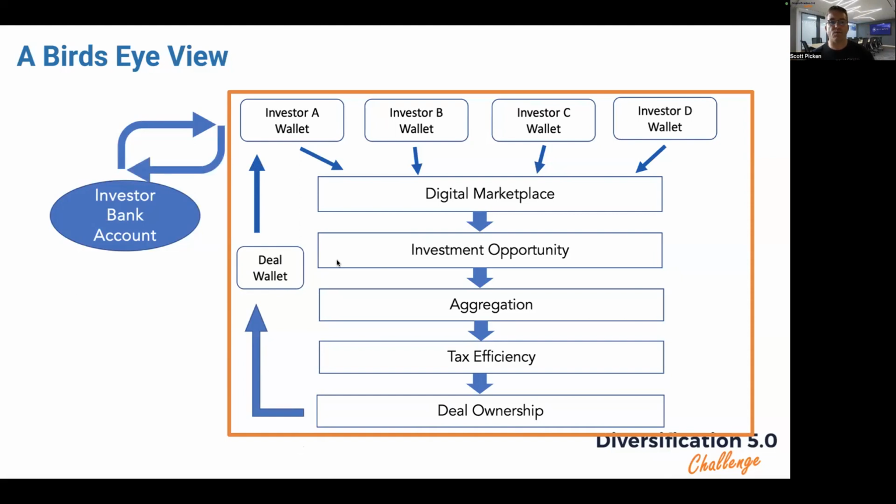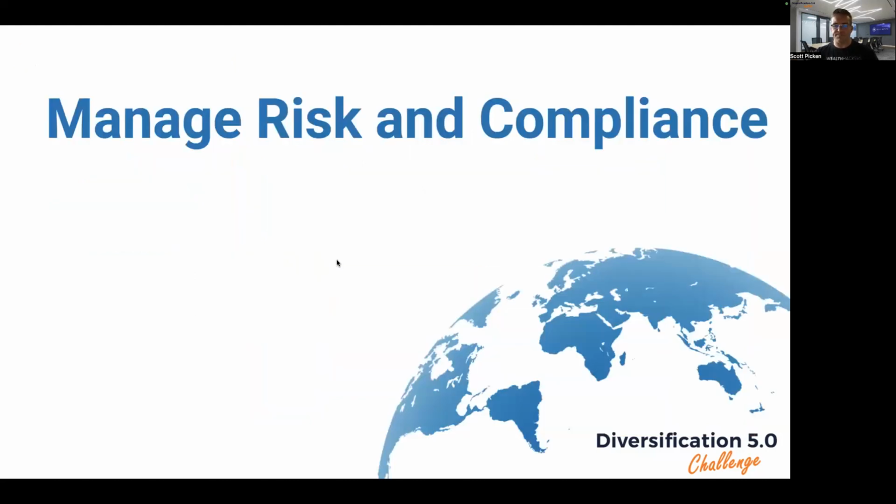And then from your investor wallet, you can choose to do what you want. You can either reinvest the money into other deals, or you can put it back into your bank account and go on holiday to Disney World, or do whatever you want with it. Pay for your kids to go to university, whatever it is, basically. So this is the overall process.